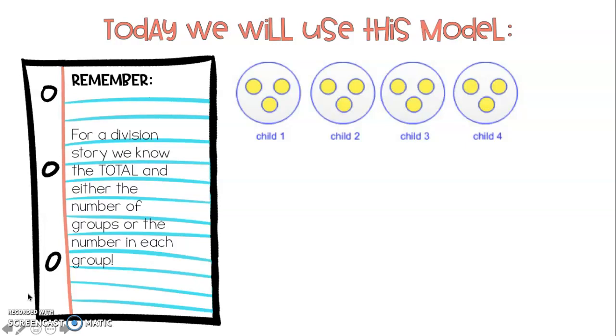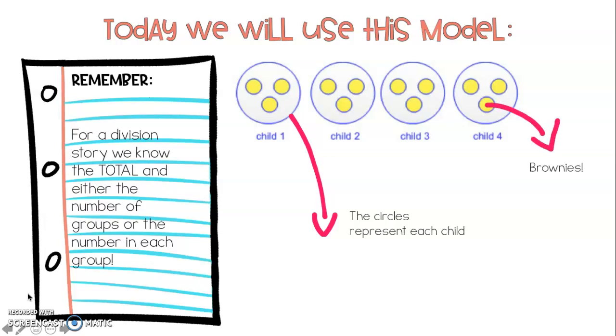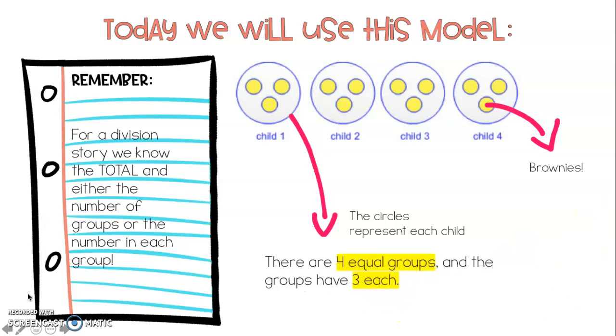So let's take a look at our model. You see here that each circle represents each child. The yellow circles represent the brownies. I do see here that there are 4 equal groups, and each group has 3 each. 1, 2, 3, 4 equal groups, and in each equal group I have 3 yellow circles. There are 12 total brownies.